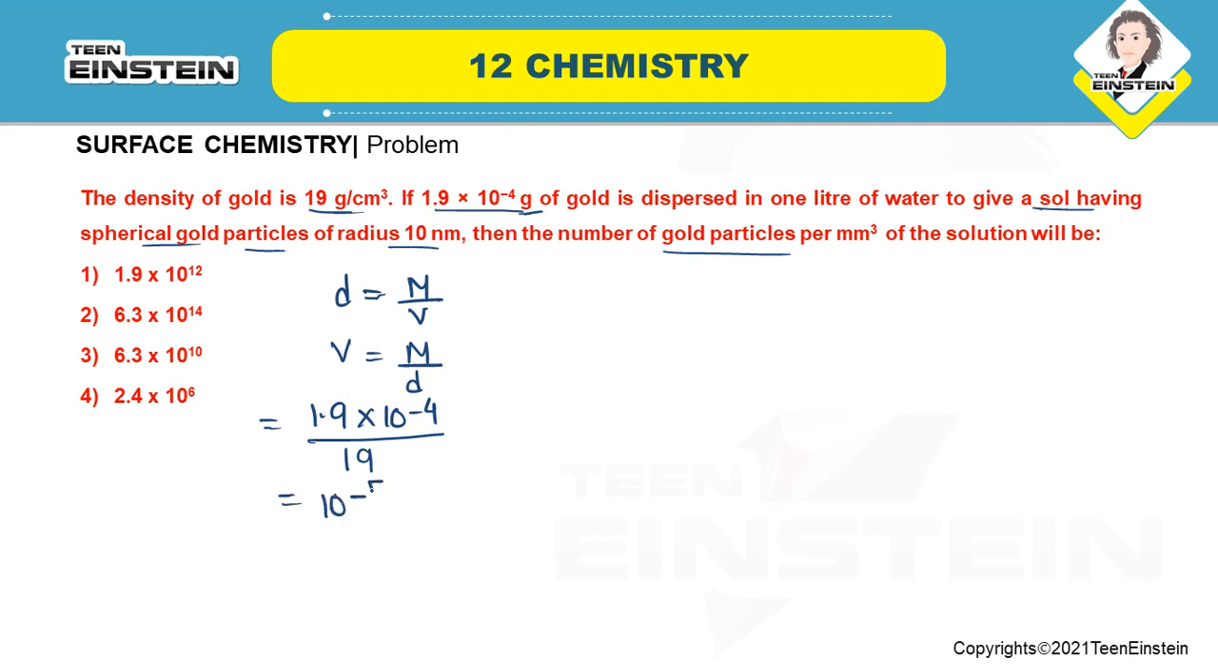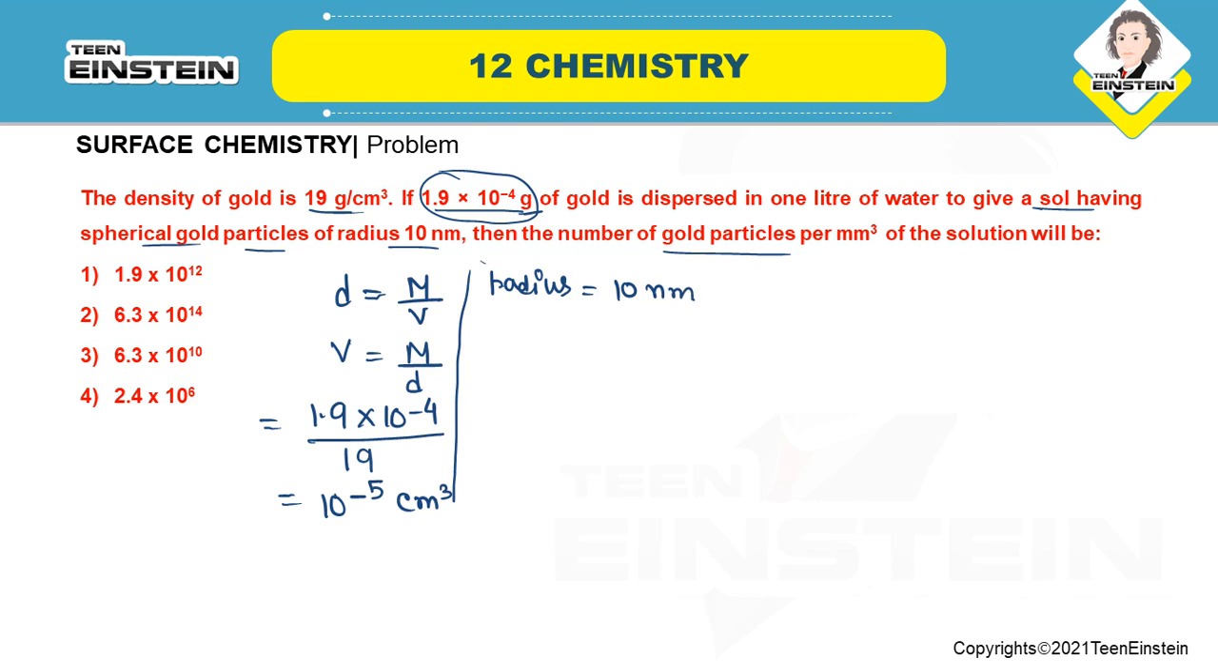10 to the power minus 5 centimeter cube. So this is the volume of this amount of gold particle. This is the corresponding volume, because density is given. Now the radius is 10 nanometer.